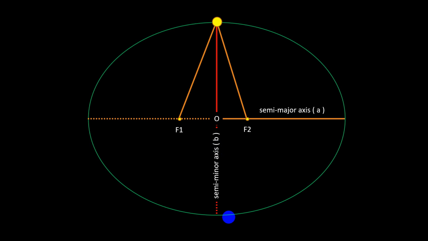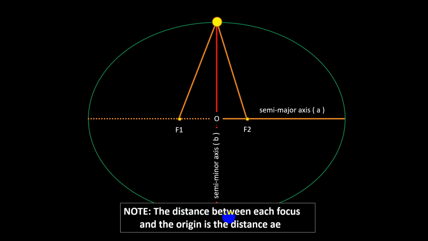The total string length is twice the semi-major axis. Second, the separation of the foci from the origin determines the minor axis length. Stopping at a point on the minor axis produces a symmetrical figure, and the distance from each focus to that point is one half the total string length. Note the distance between each focus and the origin is the distance ae.